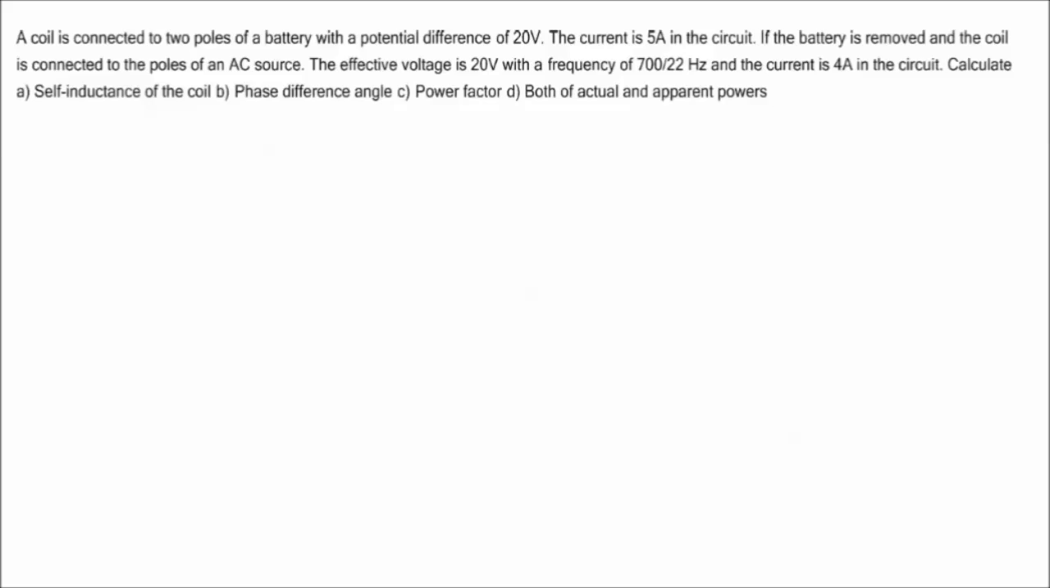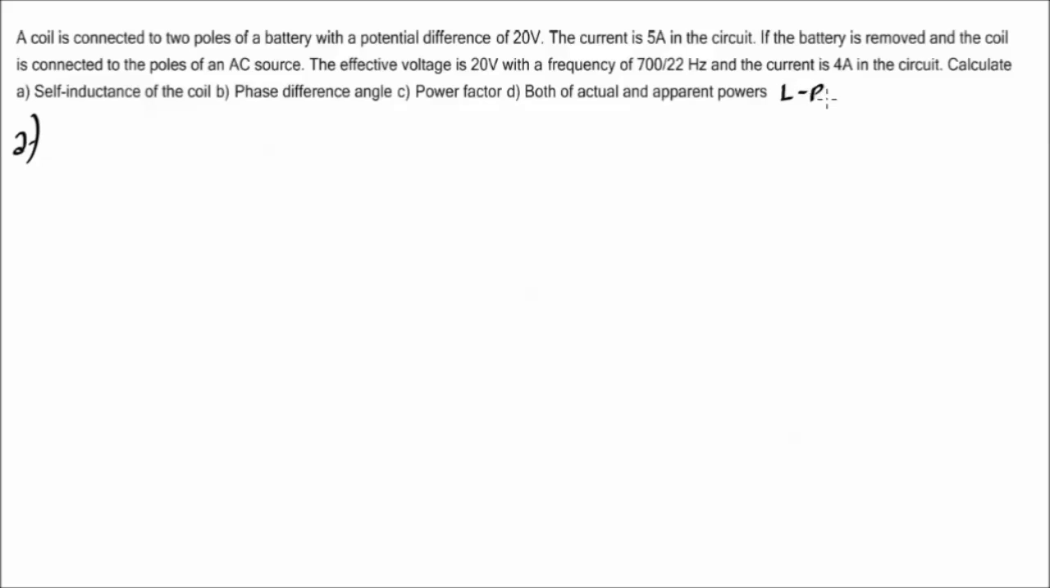A coil is connected to two poles of a battery with a potential difference of 20 volts. The current is 5 ampere in the circuit. If the battery is removed and the coil is connected to the poles of an AC source, effective voltage 20, frequency 700 over 22, and current 4 ampere. A says calculate the self-induction.